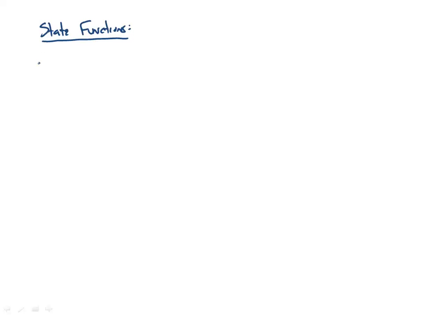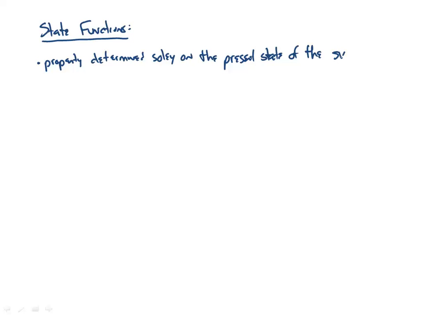So a state function is a property that's determined solely on the present state of the system, regardless of how it got there.